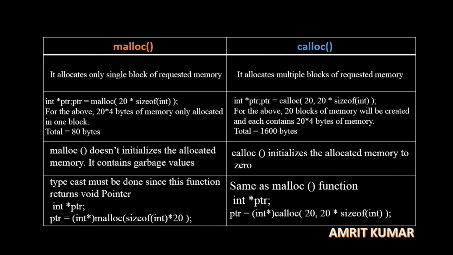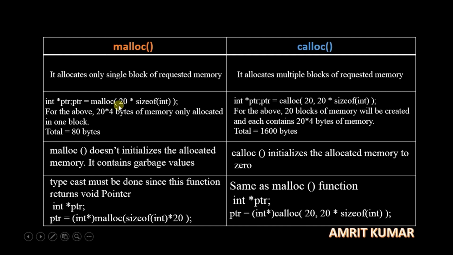Malloc and Calloc. Here is the difference between the Malloc and Calloc that you are seeing here. Malloc allocates only a single block of requested memory, whereas Calloc allocates multiple blocks of requested memory. Here you can see the example: int *ptr. So *ptr is a pointer variable of type integer, and I am going to use malloc to dynamically allocate the memory with the help of the malloc function.